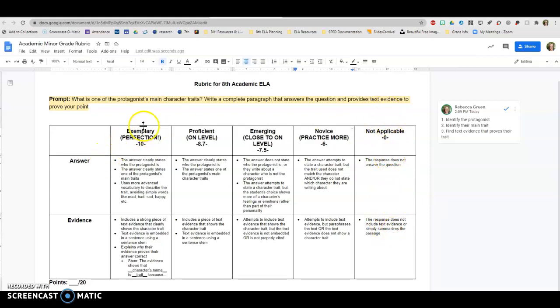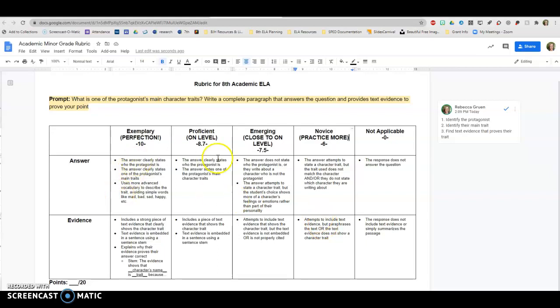Now here's how it breaks down. If you get exemplary for both the answer and the evidence, you're going to get 20 out of 20 points, which is 100%. If you get proficient for your answer and your evidence, that's going to be an 87%. Emerging for both would be 75. And if you only get a novice for both, where you really need to practice because you're not really understanding it, that's going to be a 60%.